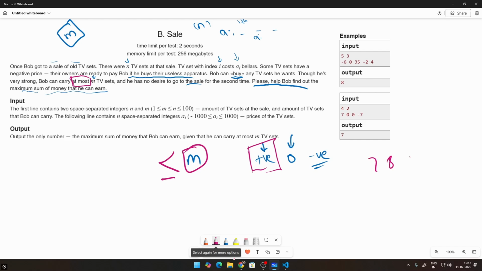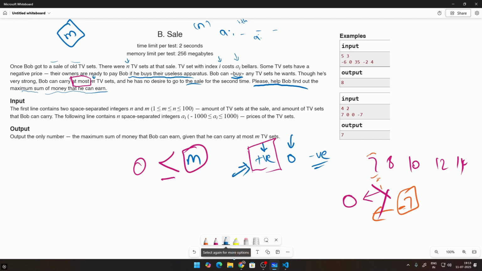And I say this because let's say there's an array of prices: 7, 8, 10, 12, 14. Now you might say for Bob to earn the most, he'll just buy one TV set, 7, and then he'll come back home. So what is Bob's net profit? -7. But hear me out. What if Bob does not buy anything and then goes home? That's still at most m, so it's allowed. Then Bob's net profit becomes 0, which is greater than -7. Therefore, we will ignore any TV with a positive price.